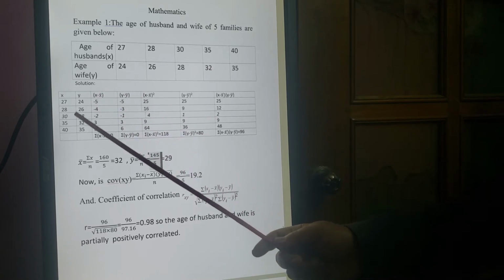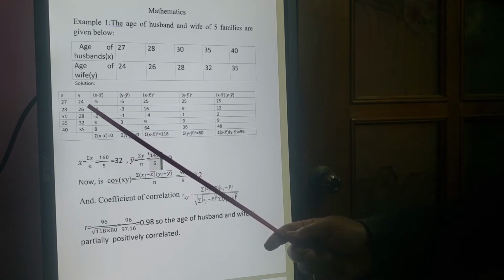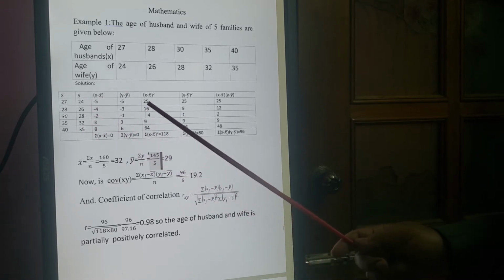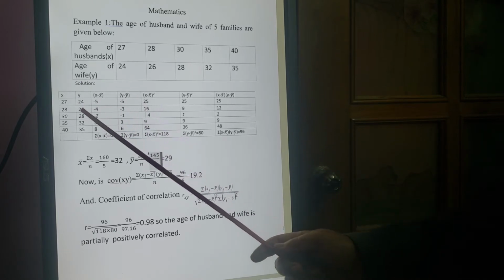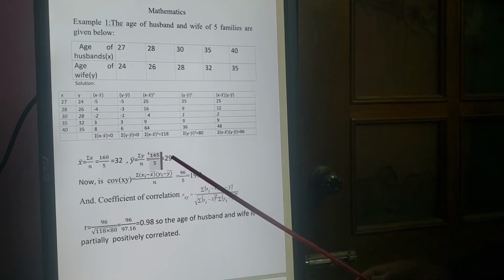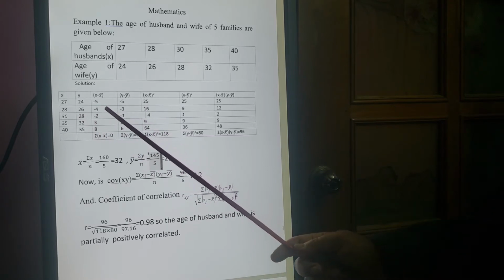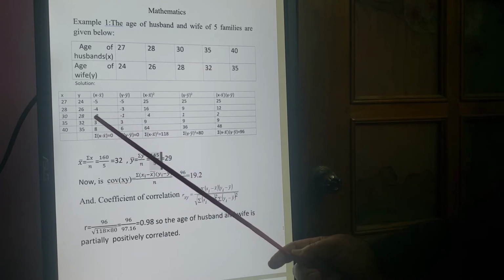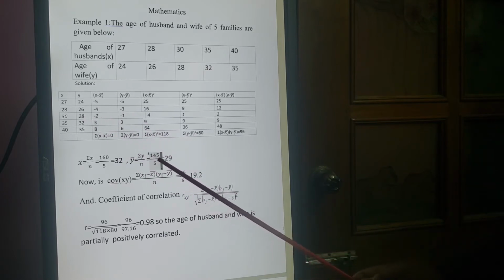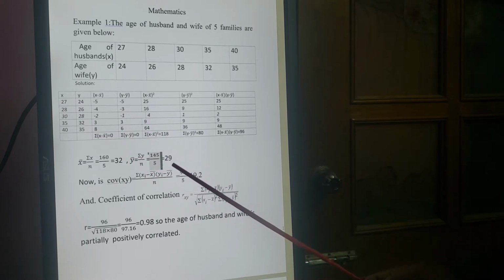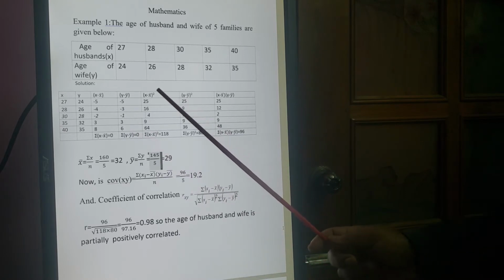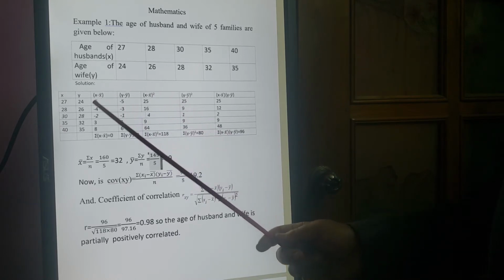Now y minus y bar. These are yi: y1, y2, y3, y4, y5. 24 minus 29, minus 5. 26 minus 29, minus 3. 28 minus 29, minus 1. 32 minus 29, 3. 35 minus 29, 6. Now x minus x bar whole square, you square this.